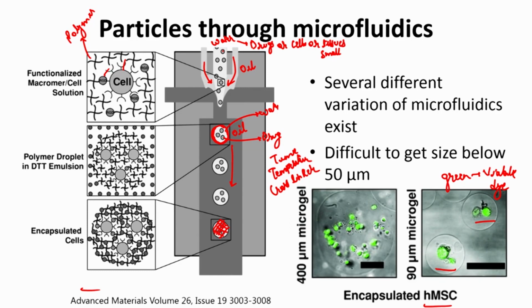So, as I said, there are several different variation of microfluidic that exist in the literature. However, they all suffer from one of the limitation, which is it is very difficult to get these droplets down below 50 micron. So, the particles you will get are going to be 50 microns or higher. Some people have been able to show somewhere down to 10 microns, but then it is very difficult to get below that.